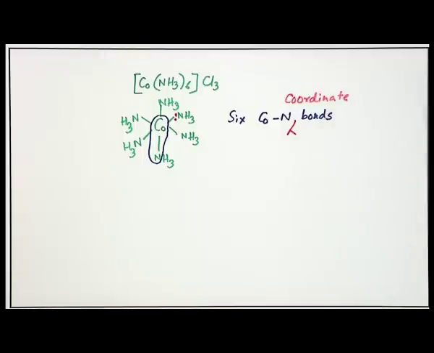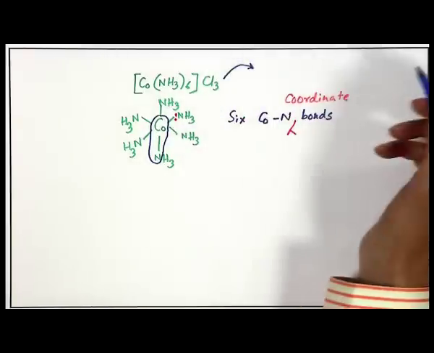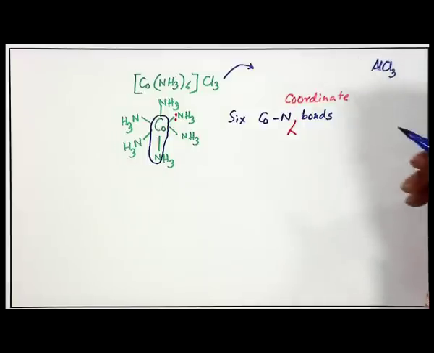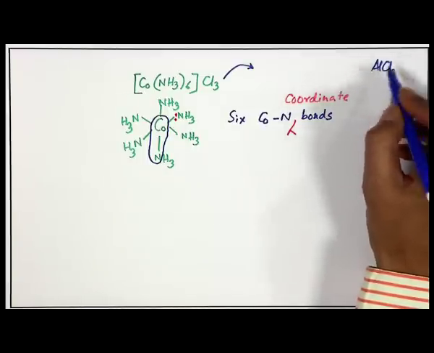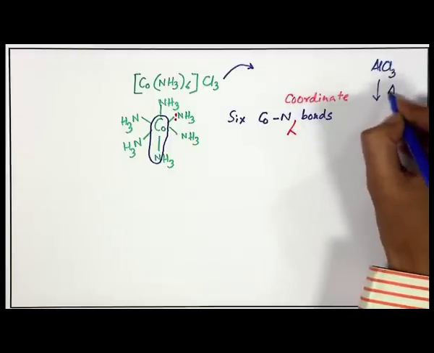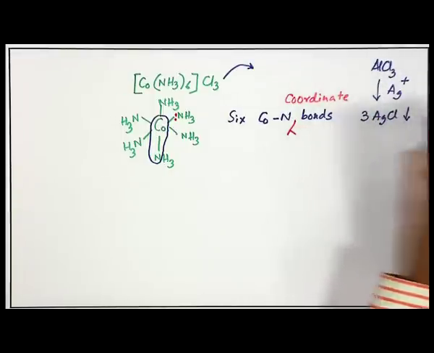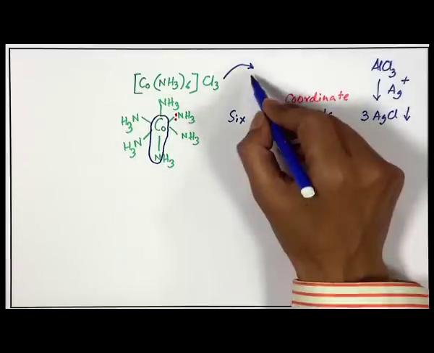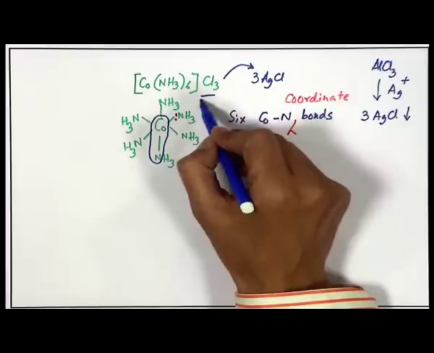So, if we are able to identify those coordinate bonds, the first category of compound will be this one. These chlorides behave like those of any other salt, like aluminum chloride. The typical example of aluminum chloride is that when you dissolve it in water, it dissociates all the chloride ions and you can remove them by addition of silver ion, forming 3 silver chloride precipitate. 3 moles of silver chloride will precipitate out. Similarly, here also you get 3 silver chloride.